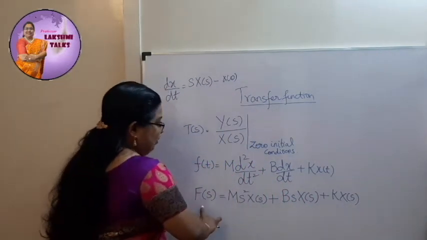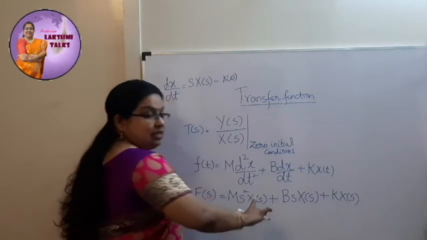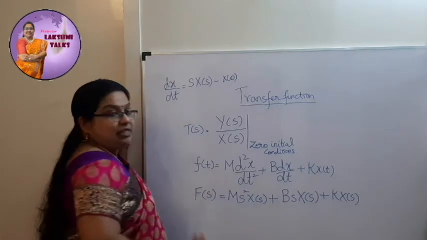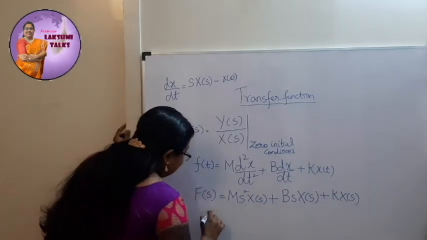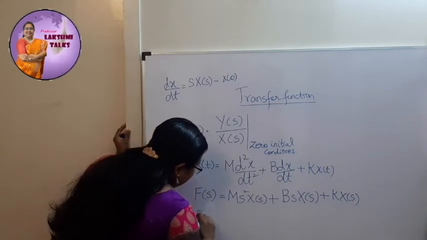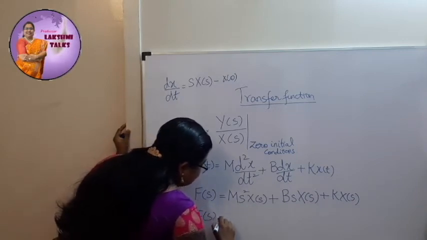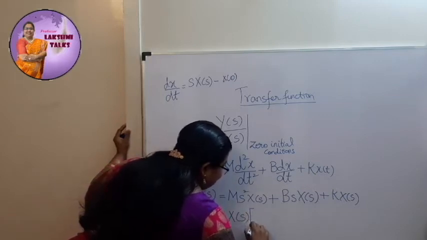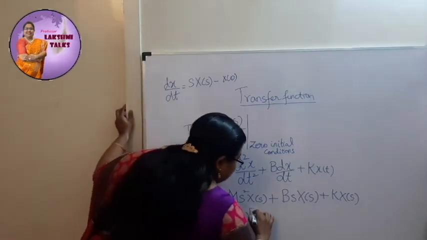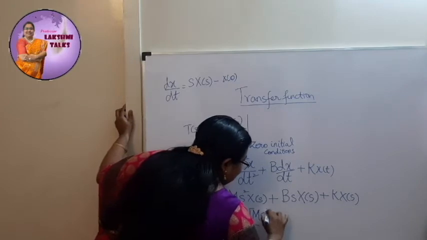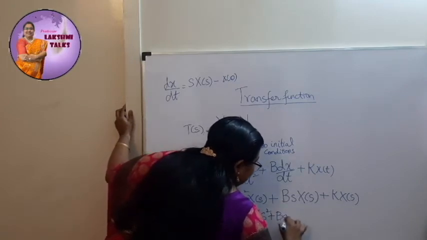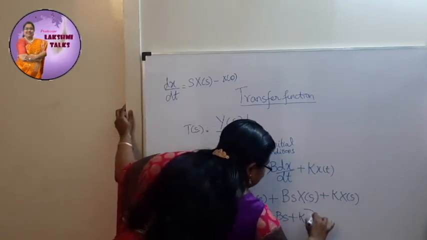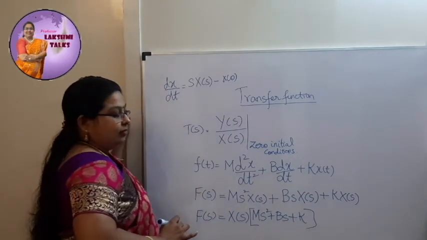F of s is the input and displacement is the output. Force is the input and displacement is the output. Now the next step can be written as X of s, displacement is common, so take it out, times M s square plus b s plus k, right?